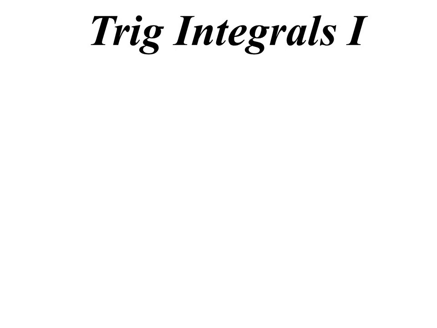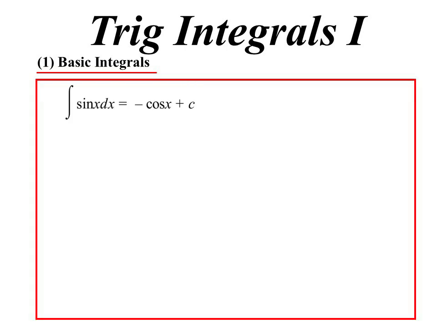You'll notice I've labelled it trig integrals 1, because in extension 2 we're going to look at trig integrals in a lot more detail. So they'll be like trig integrals 2. So trig integrals 1, we have our basic integrals that we know. So integrate sine, we get minus cos. Integrate cos, we get sine. Integrate sec squared, we get tan. So they were the first 3.